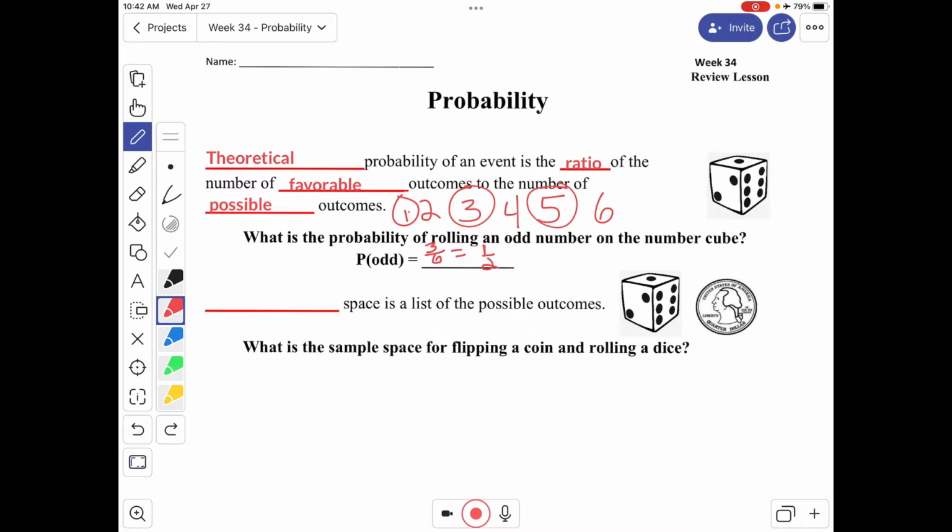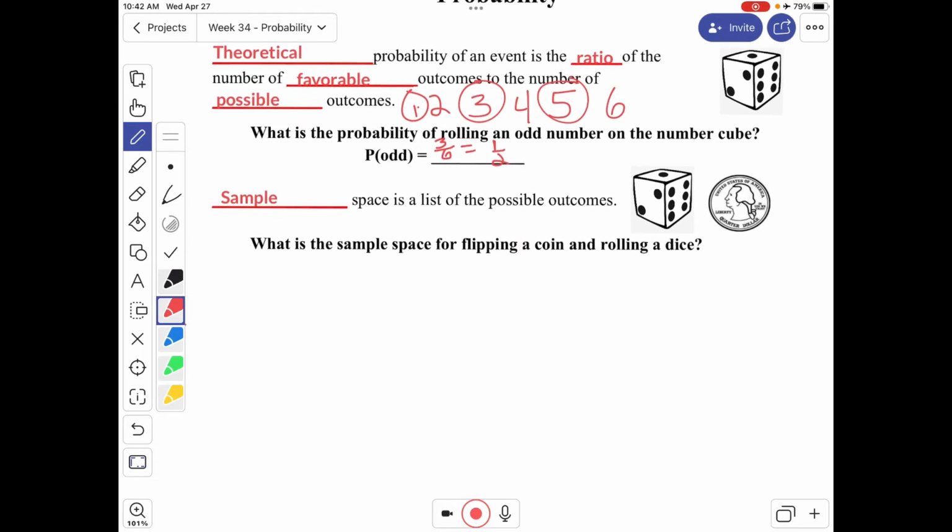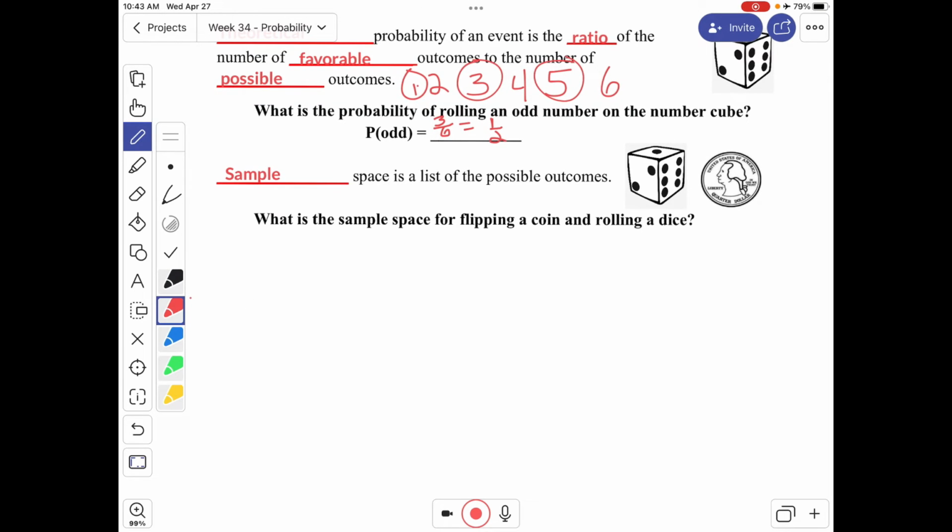Sometimes STAAR problems ask you for a sample space. Sample space is just a list of all the possible outcomes. So we're going to list the possible outcomes for flipping a coin and rolling a dice. And there's a couple of different ways that they list these. Sometimes they actually make a list.